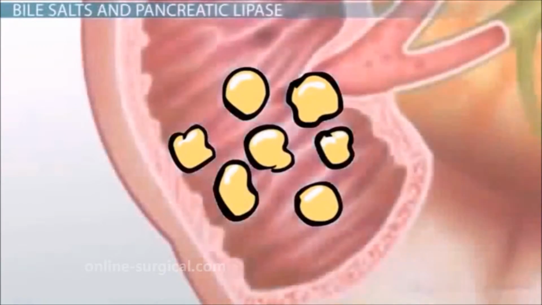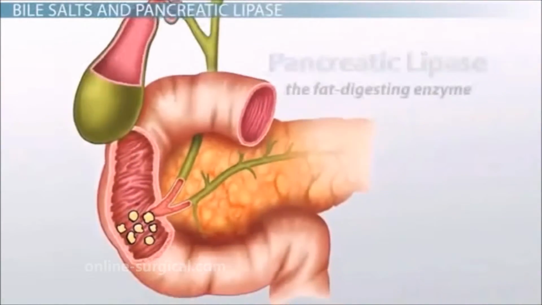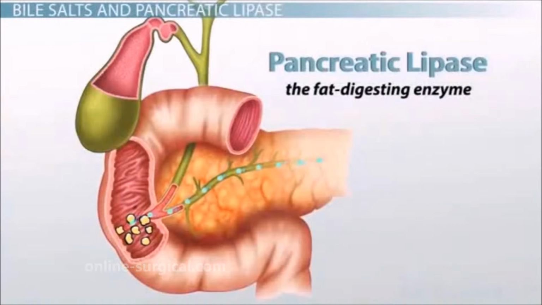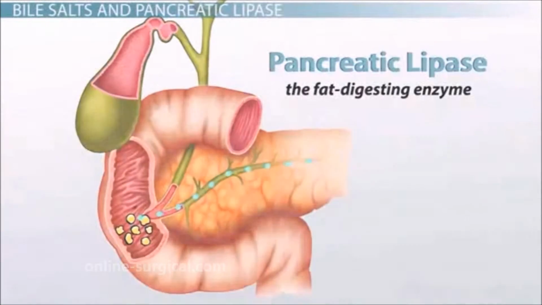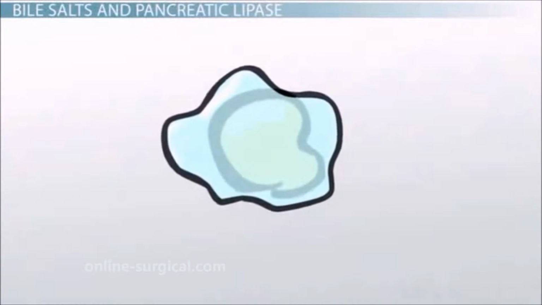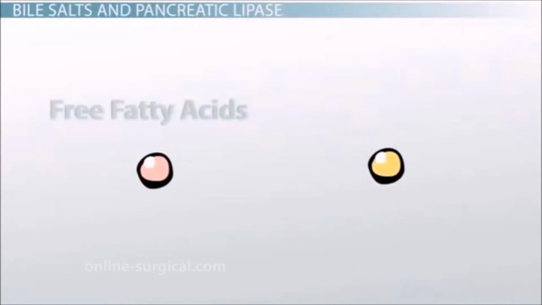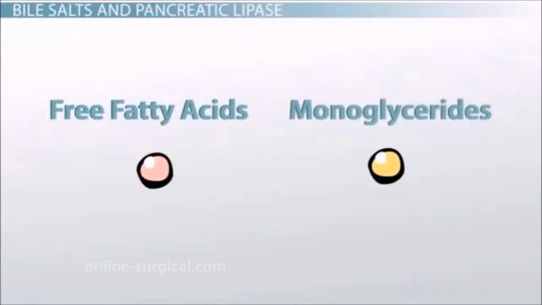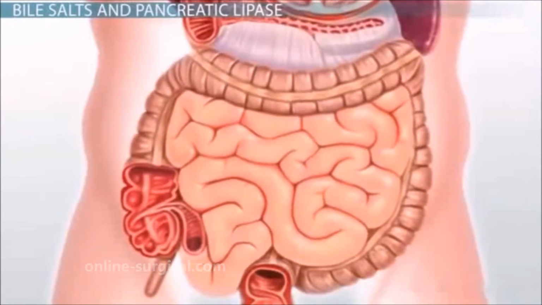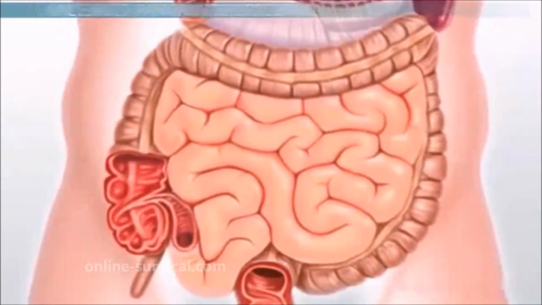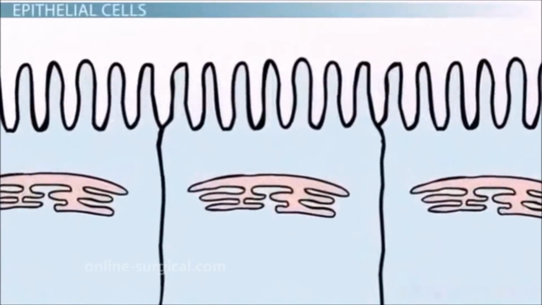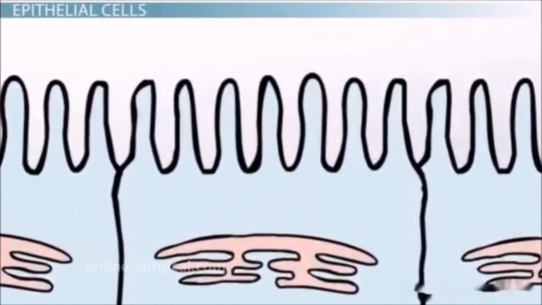Secondly, the emulsified fat is further broken down or digested by pancreatic lipase, the fat-digesting enzyme. Pancreatic lipase is secreted by the pancreas, and is responsible for fat and lipid digestion. It converts fat into free fatty acids and monoglycerides. Fat at this stage is still in the small intestine, and not yet ready for absorption until one last but very important step, which involves resynthesis or combining both free fatty acids and monoglycerides.